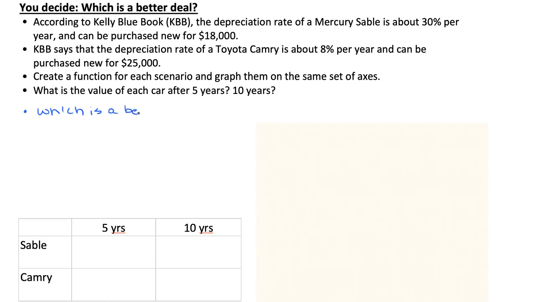So you might want to pause it here so that you can work this problem, and then in a moment it will move forward to the Edpuzzle question of which is a better deal and why is it a better deal. Okay? So first work it out, find the equations, figure out the 5 and 10-year values, graph it, and then tell me which one is a better deal and why. All right, good luck.